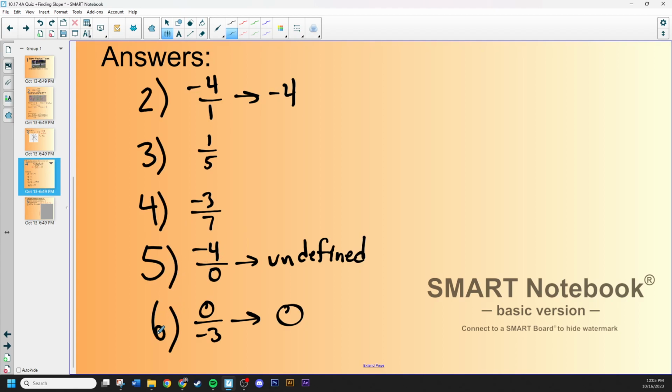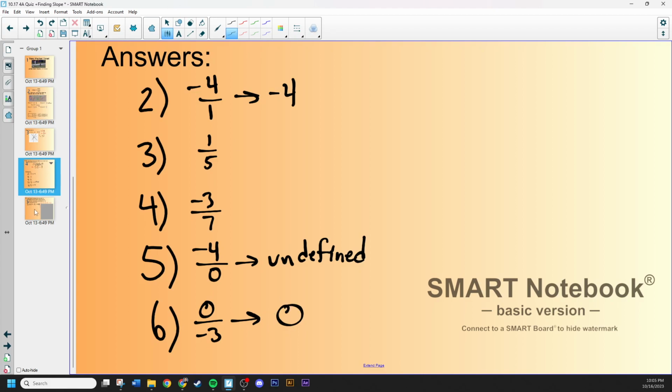Here for these two, 5 and 6, they were our special cases, so you should have got -4 over 0, or maybe you got 4 over 0, depending on which point you had first. Same thing here, you could have this as 0 over +3, so whichever point you chose to be your 1 or your 2. And just remember that this should be undefined and this should be 0.